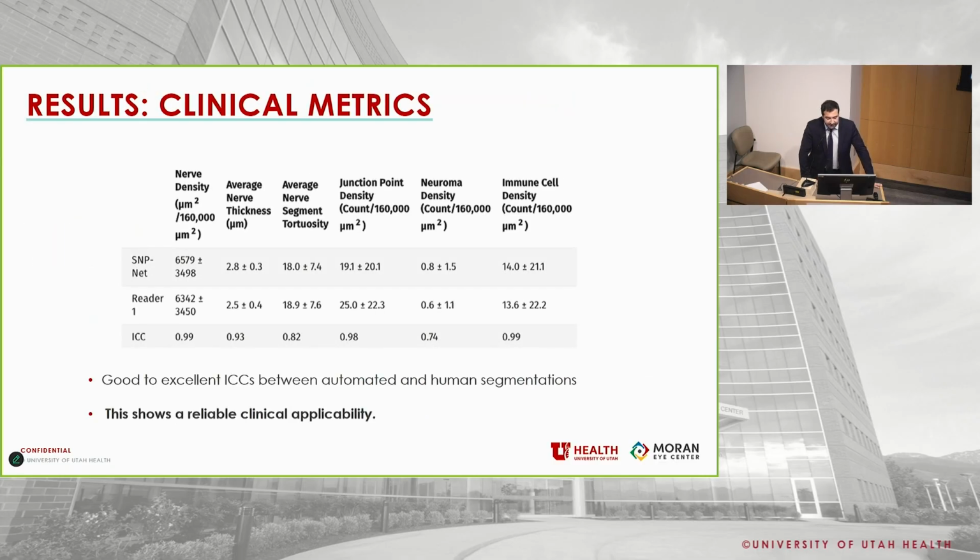And finally, looking at these metrics that I discussed previously, these are the absolute numbers of the metrics defined by the AI, but also by the ground truth, which is reader 1. And for this, we needed to use an interclass correlation coefficient. Usually we define 0.9 as excellent and between 0.75 and 0.9 as good. So it was good to excellent in most of the categories, which shows that it does have a clinical reliability and applicability in the future if we were to plan on using it for particular diseases and metrics.